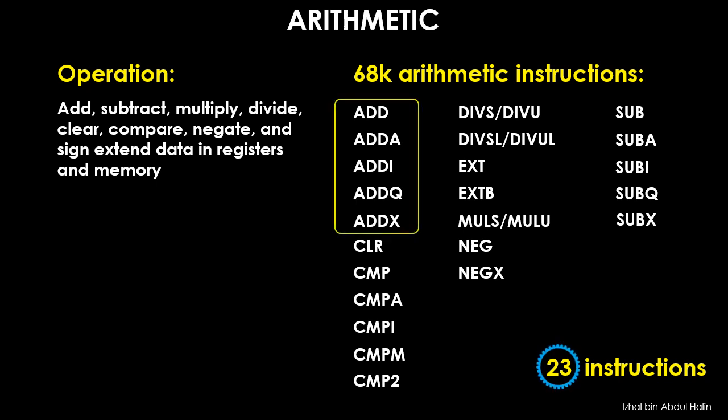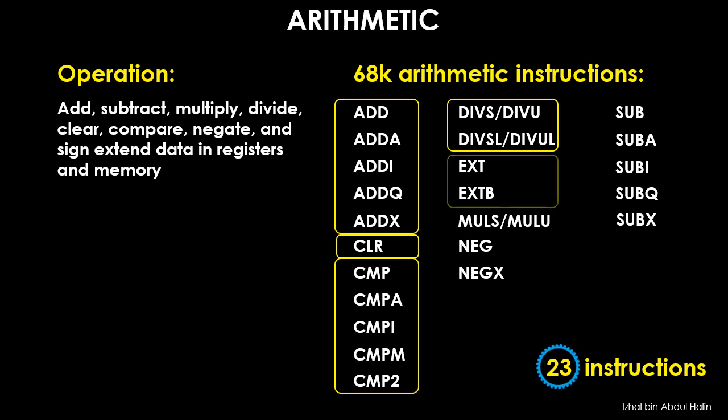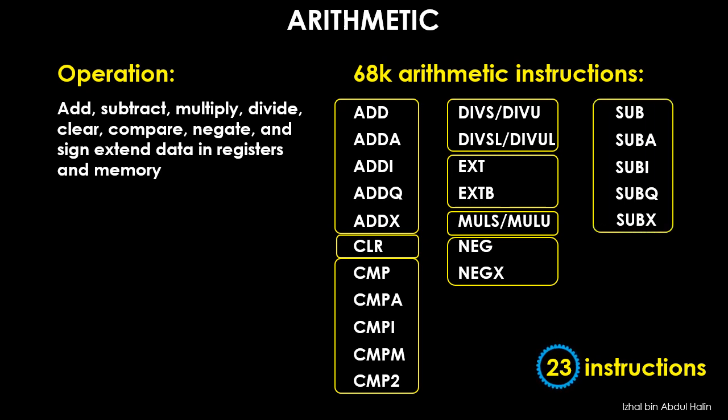This group of instructions are for addition. This single instruction is for clearing up operands. This group is for comparing data. This group is for division. This group is sign extension. This group is used for multiplication operations. This group is to negate data, in other words, it changes a positive value to a negative value. Finally, this group is for subtraction.